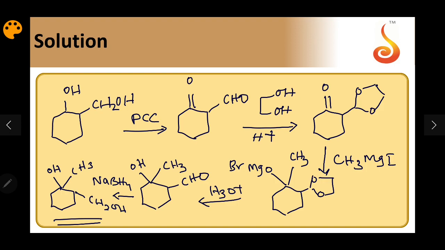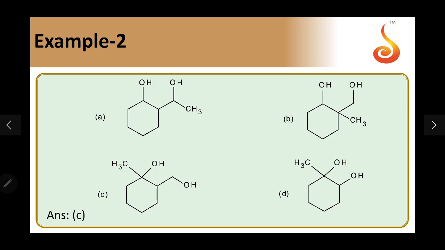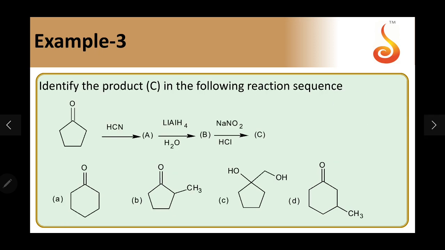So we will see the options. So you can see clearly CH2OH and CH3 and OH, this has become a tertiary alcohol, and CH2OH is there as it is, and option C is the correct answer. Go to the next question. Example 3. Identify the product C in the following reaction. So options are given, we have to work out the sequence. We'll go to the solution.